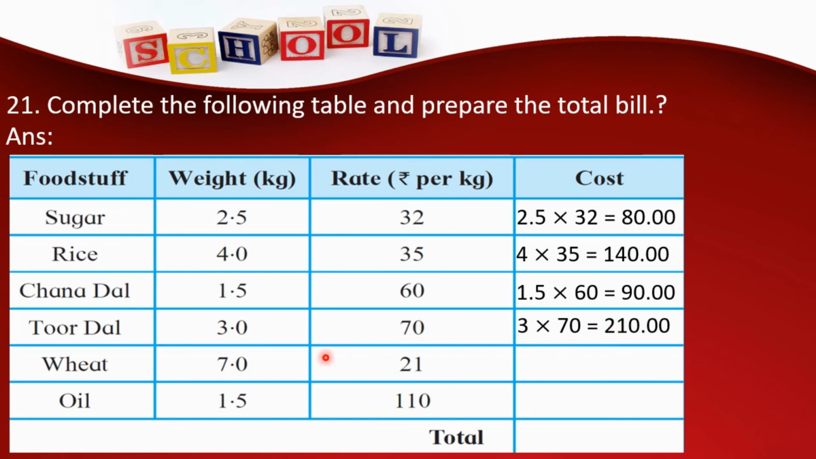The cost of wheat is 7 into 21, which is equal to 147 rupees. And lastly, the cost of oil is 1.5 into 110, which is equal to 165. Now we have the cost of all the foodstuffs. Now to get the total bill, let us add the cost of all the food items. So after adding, we get the total bill amount is 832 rupees.